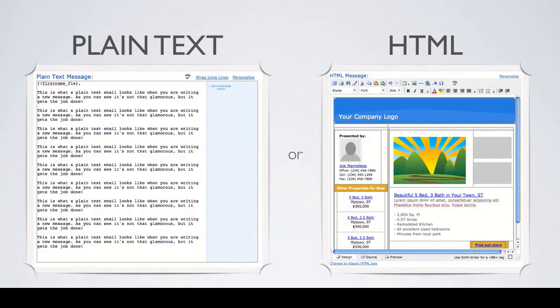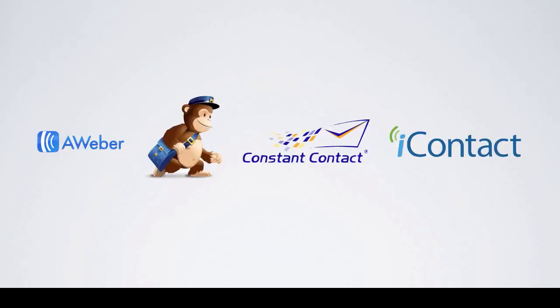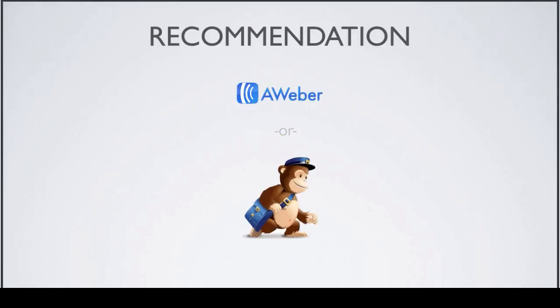Each of the providers below have different ways they deal with displayability, which I'm pretty sure is a word I just made up, but keep that in mind. Here are four of the most popular autoresponder services. In the end, I would recommend either AWeber or MailChimp for your email marketing needs.